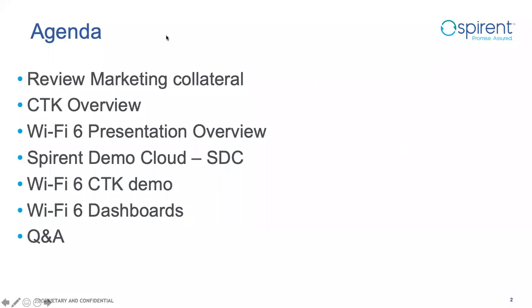Today's topic, things we're going to talk about. We're looking at the agenda. We're going to have the marketing collateral. We're going to talk about where you can go to find our Wi-Fi 6 CTK. We're going to talk about what a CTK is. For some of you, that may be a new acronym. I remember at the GSM we talked about package solutions. We'll give you an explanation of what that name means and why we've changed it.